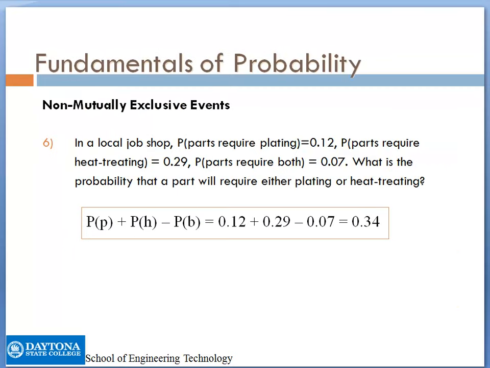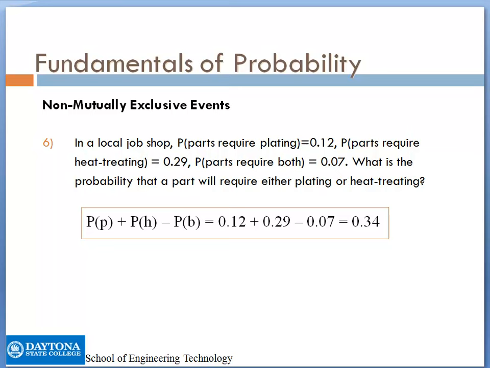This is another example for the non-mutually exclusive events, and in this case, the problem is giving us the probability already. So in a local job shop, the probability that parts require plating is equal to 0.12. The probability of parts requiring heat treating is equal to 0.29, and the probability of parts requiring both is equal to 0.07. So the question is, what is the probability that a part would require either plating or heat treating?